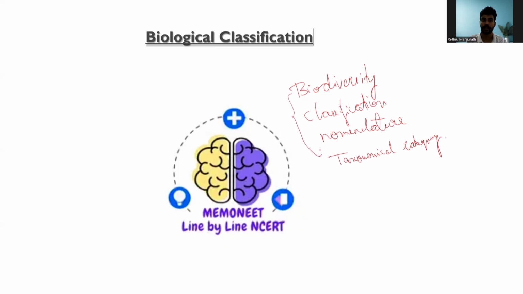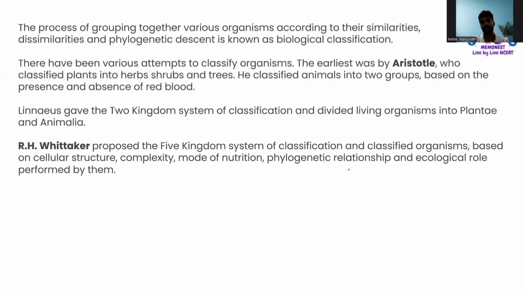And in today's video, we are going to study the second chapter, that is biological classification. So what do you mean by biological classification? It is actually a process of grouping various organisms together according to their similarities, dissimilarities, and phylogenetic descent, and this is called biological classification.